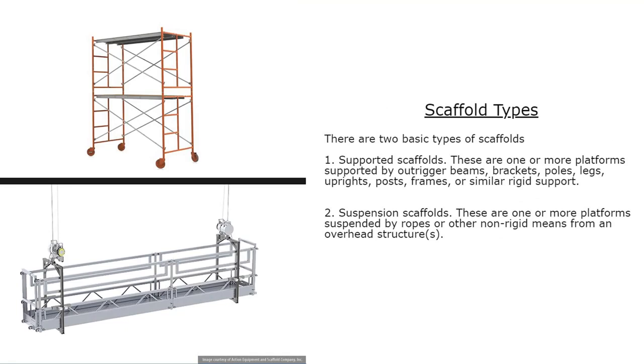Scaffold types. There are two basic types of scaffolds. Number 1, supported scaffolds. These are one or more platforms supported by outrigger beams, brackets, poles, legs, uprights, posts, frames, or similar rigid support. Number 2, suspension scaffolds. These are one or more platforms suspended by ropes or other non-rigid means by an overhead structure.